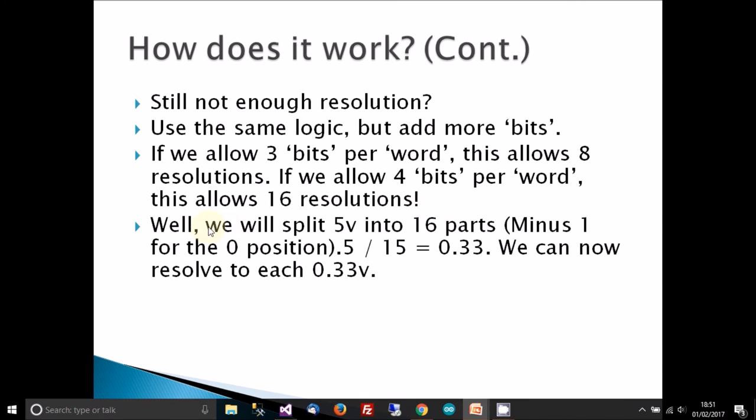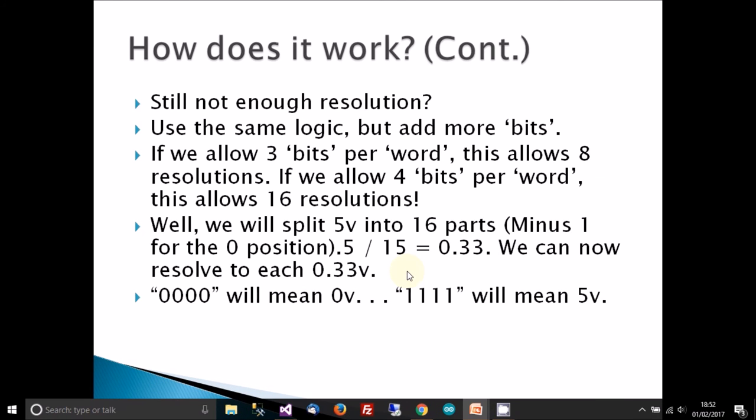So if we take the same example again, and we get 5 volts, and split it into 16, we'll take away 1 because we need 1 for position 0. 5 volts divided by 15 equals 0.33, so that's 0.33 volts per step. We can now resolve to each 0.33 volts, or 330 millivolts.